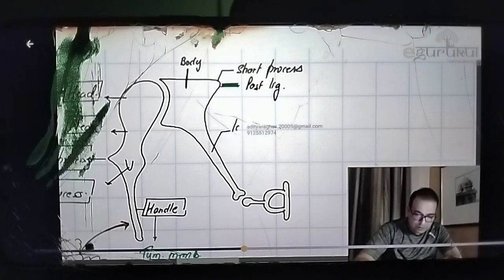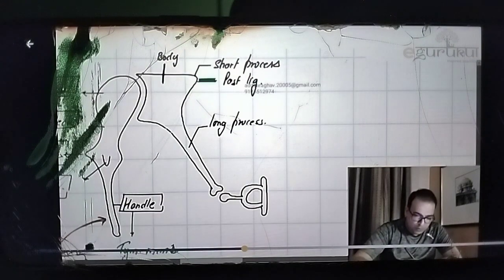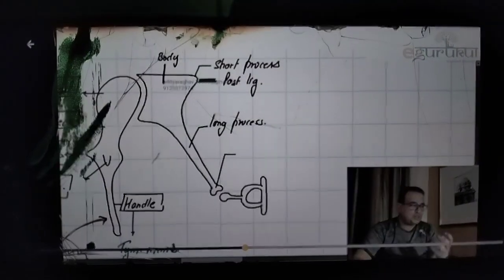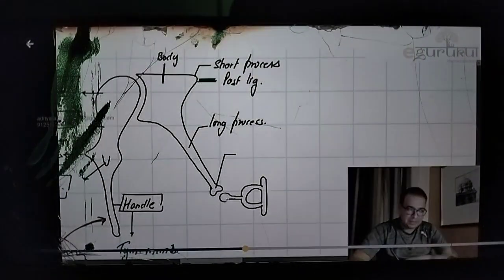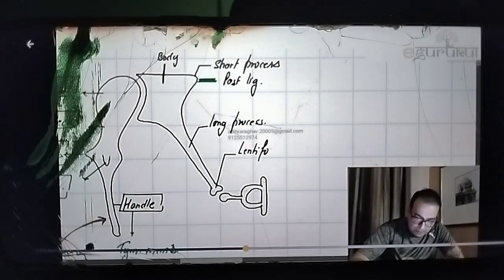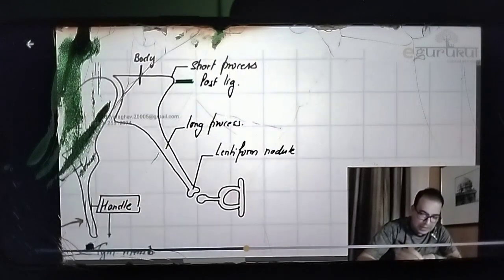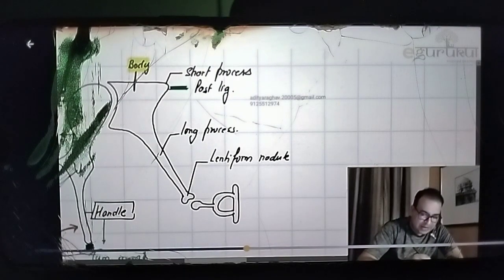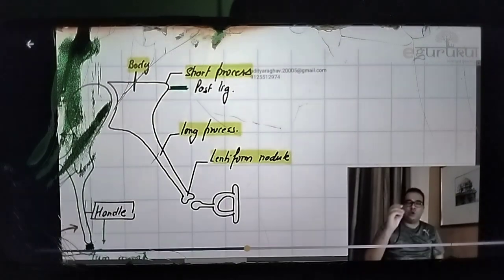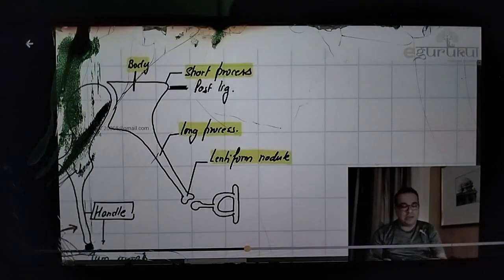This process is the long process of the incus, and if you go along with the long process of the incus in the lower part, there is this small dilatation, which is basically providing a sulcus kind of thing, a depression inside for the attachment of the head of the stapes. This is what we call the lentiform nodule. So the one which I'm highlighting, these are the parts of the incus bone. There's a huge body which is having attachment to the head of the malleus, the short process, the long process, and the long process is ending as a nodule, which is having a depression inside, called the lentiform nodule.